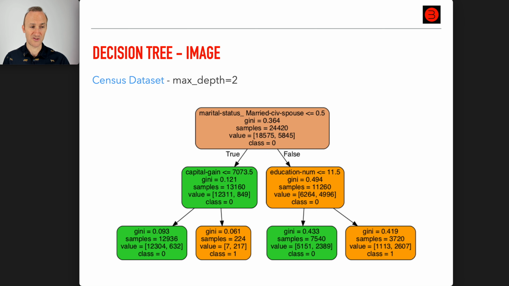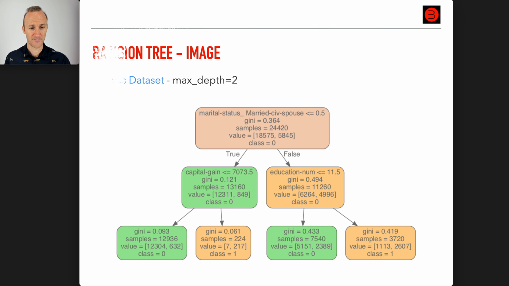So, and again, Gini, it's not quite percentage, but you could think of it like that. Maybe that one's about 90% right. You can see there's some variation in Gini across the board. The point here is not to understand this in depth, it's just to get a general idea of how decision trees actually work behind the scenes.